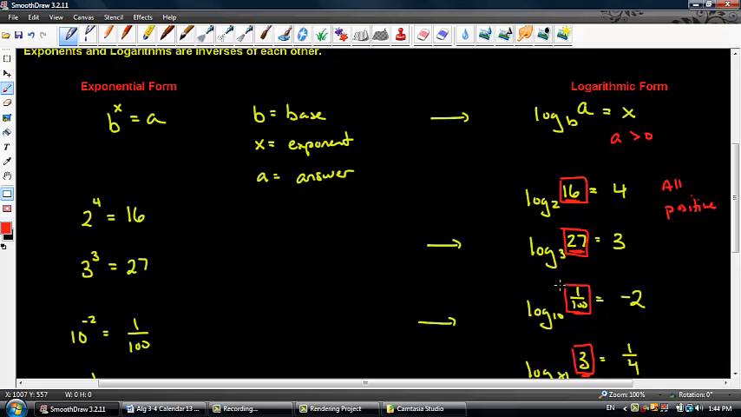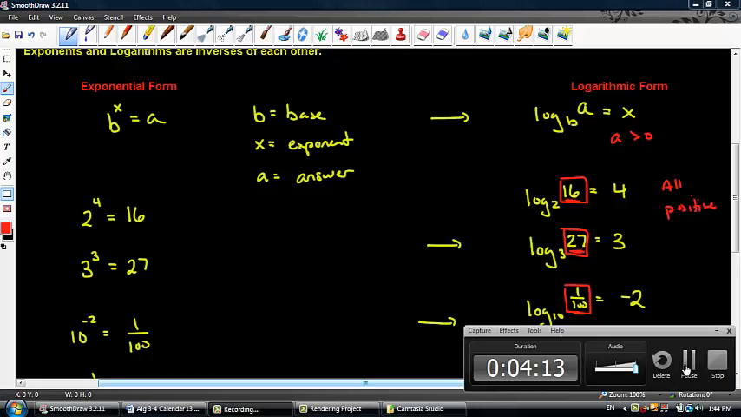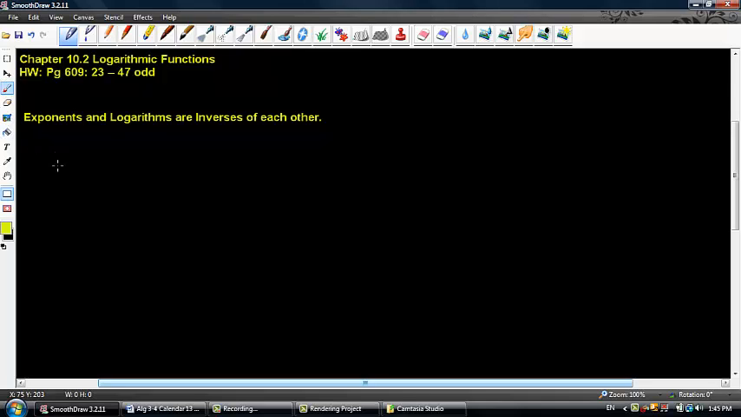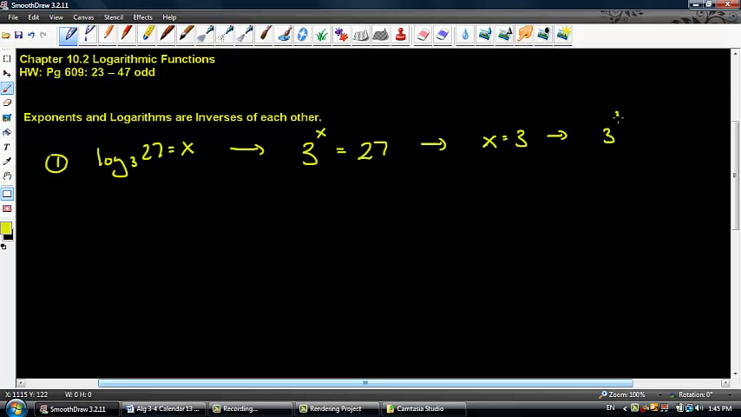Let's go ahead and do a few different examples of this. In our first example, we're going to say log base 3 of 27 equals x. If you're ever stuck, just change forms here. Remember, the 3 is the base, the x is the exponent, and the 27 is the answer. So I'm asking myself, 3 to the what power gets me 27? Hopefully by now you know that x equals 3, because 3 to the 3rd power equals 27.